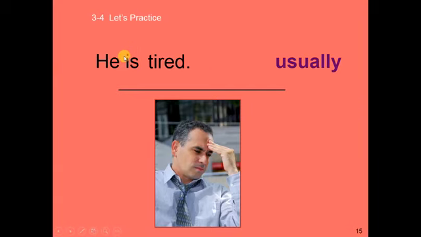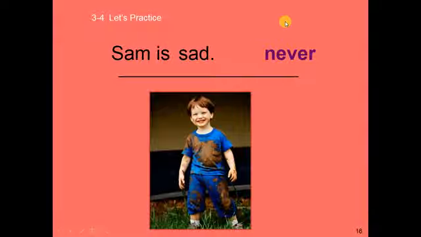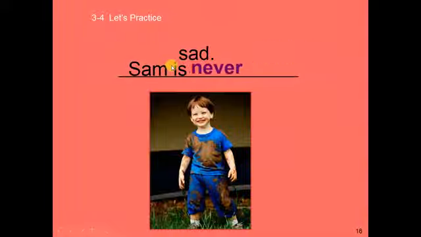He is tired. Here, verb to be. There isn't a main verb, so we will use usually after the verb to be. So we will say, he is usually tired. Excellent. He is sad, never. Here also verb to be. So we will say Sam is never sad.